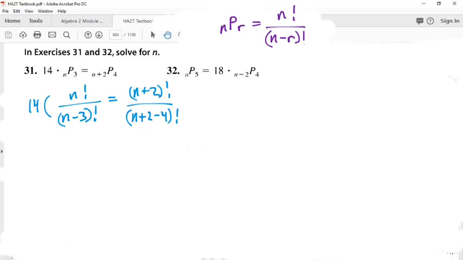Now I can simplify that. What does that simplify to? That's N minus 2 factorial. Okay, so do you guys remember how to simplify factorials? I forgot my parenthesis there.